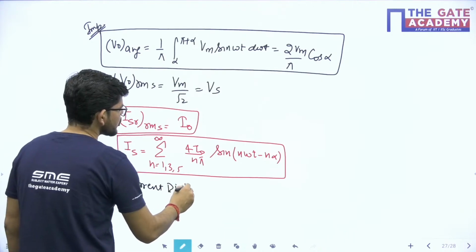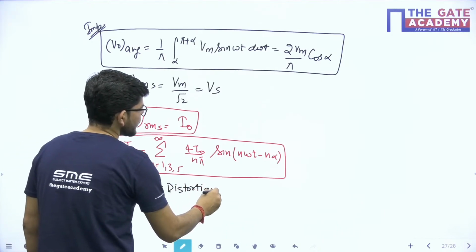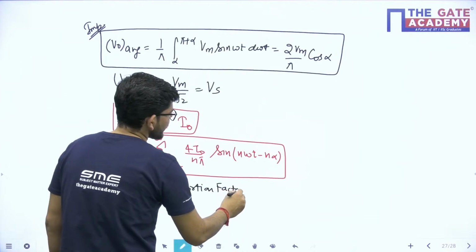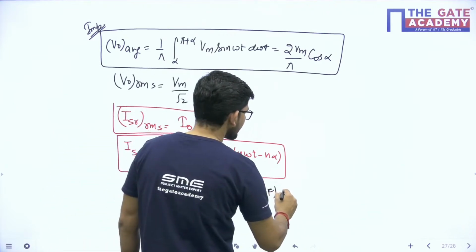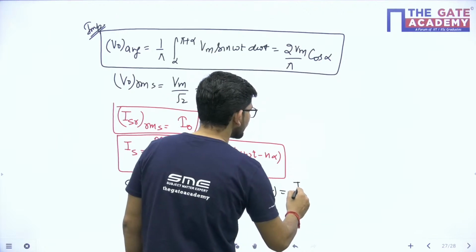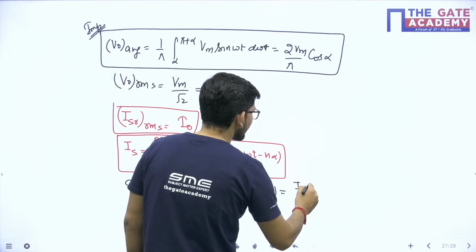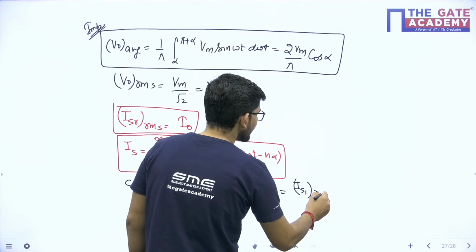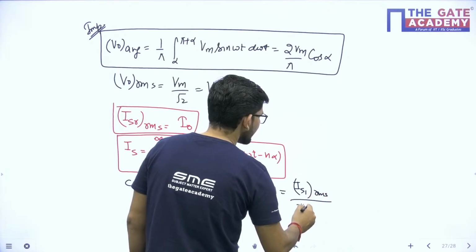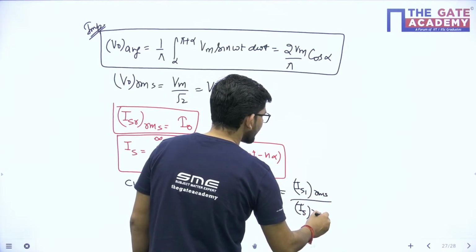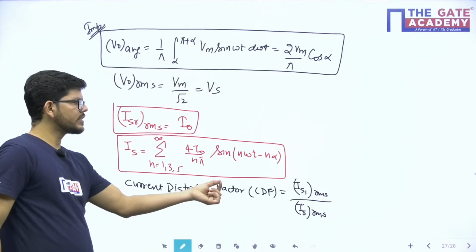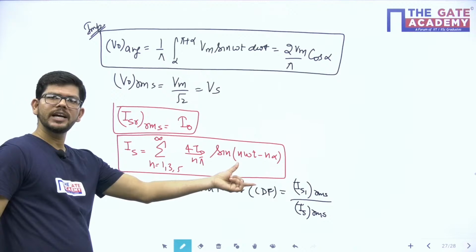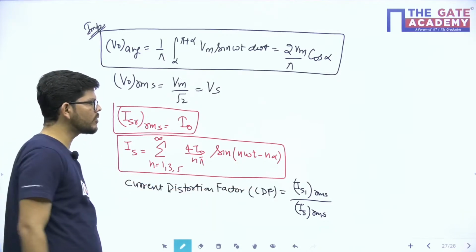Current distortion factor, also known as CDF. So what is the value of current distortion factor CDF? This is equal to the RMS value of the fundamental component upon the RMS value of the total component. Current distortion factor CDF is the RMS value of the fundamental component upon the RMS value of the total component.